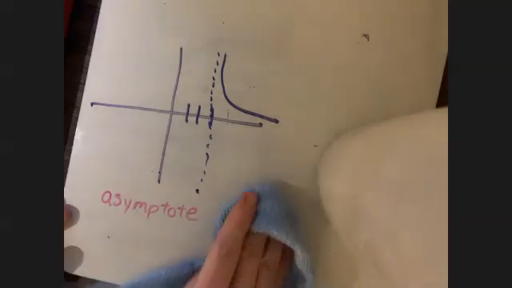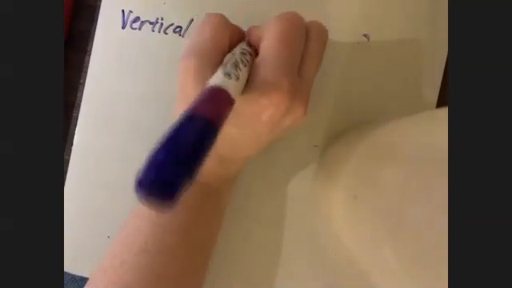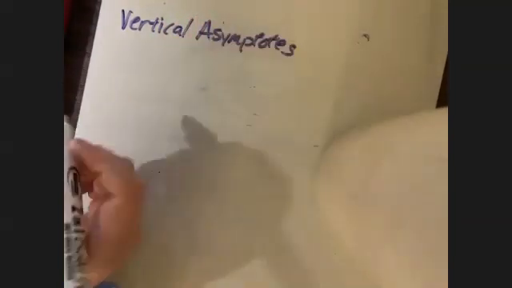Now, the question is, how do I find these? We do have a couple of different types of asymptotes, and you'll see me abbreviate them. The first one is vertical asymptotes.